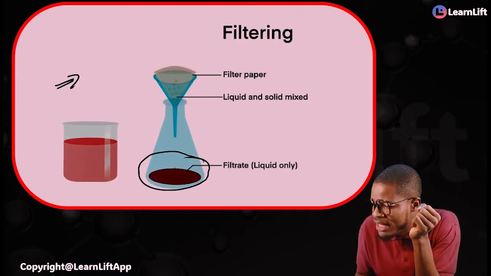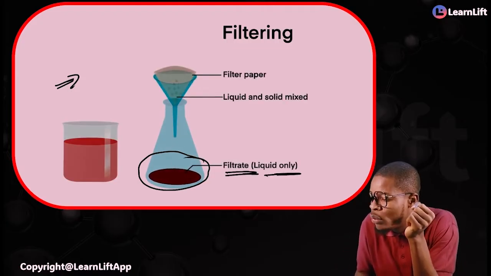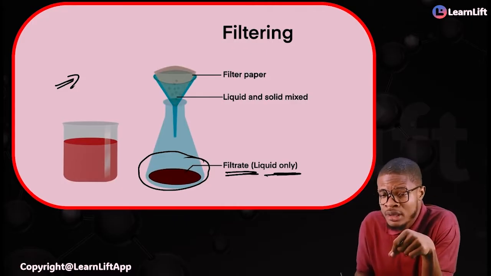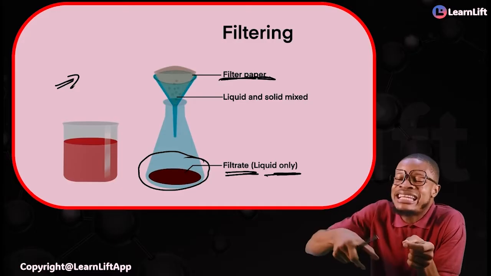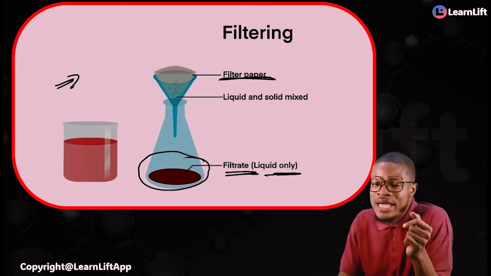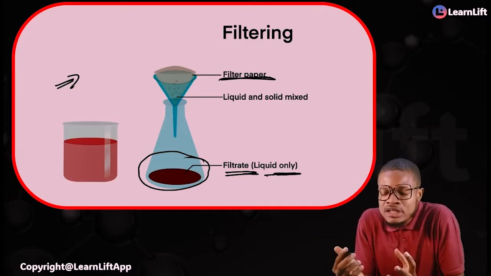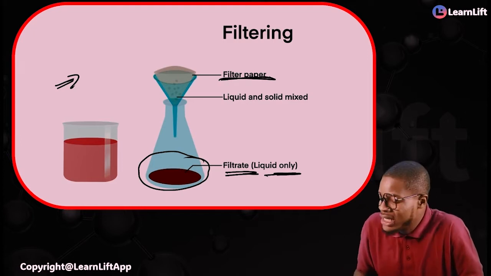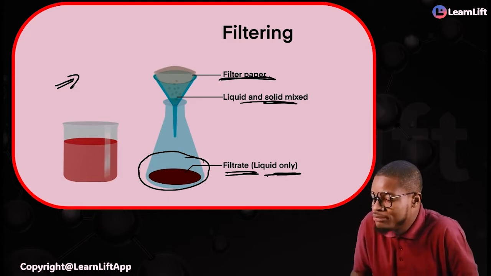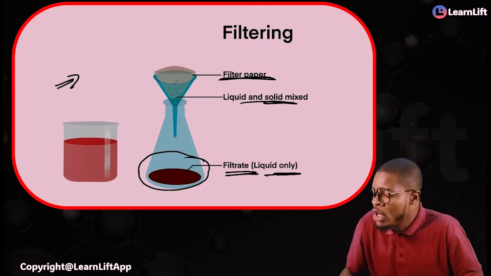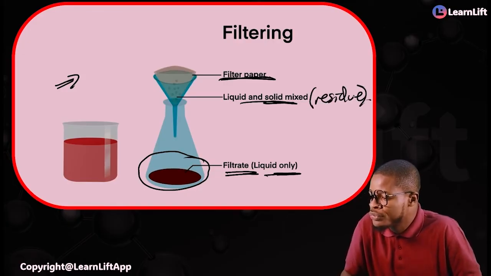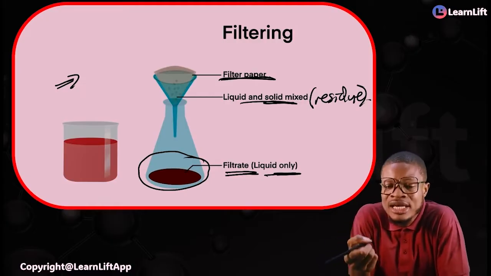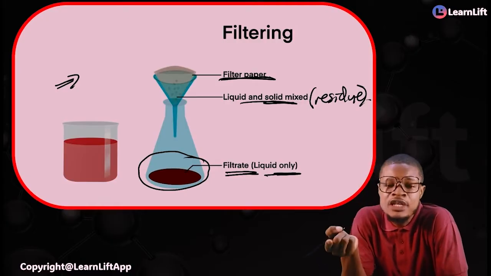So what you have there is your filtrate, and that is the liquid only that goes through. So the filter paper that you have inserted inside the filter funnel, what will happen? It will hold the other particles that will not go down. That's the liquid and the solid mixed together. Those that refuse to go down, what do you call them? They are called residue. What is it called? Residue. So your residue is different from your filtrate.